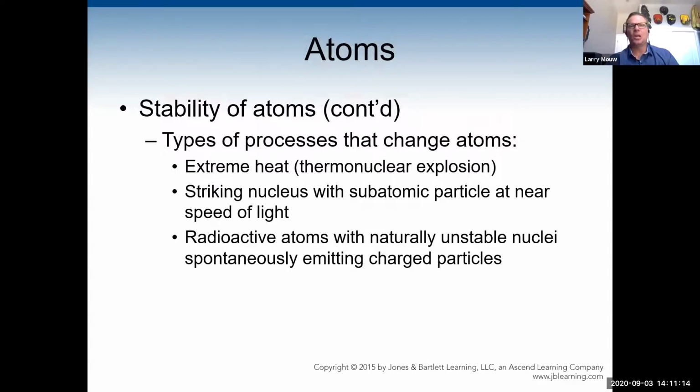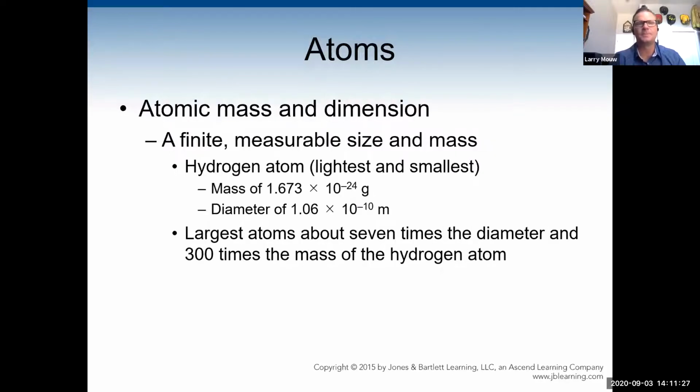So we see that these changes can take place through extreme heat, striking the nucleus with a subatomic particle at or near the speed of light, or radioactive atoms with naturally unstable nuclei spontaneously emit charged particles from their nucleus.